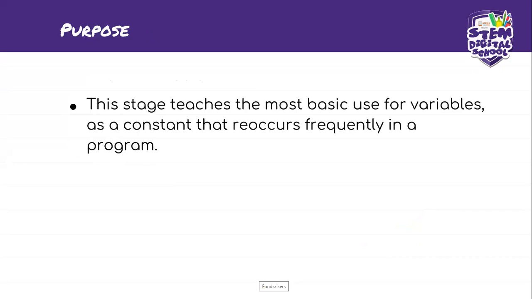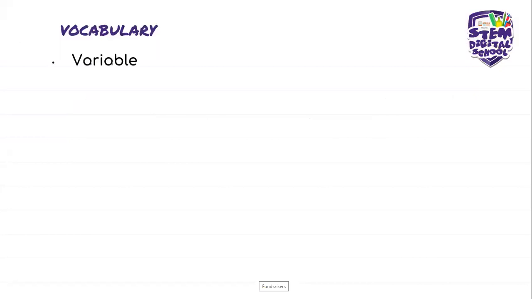What's the purpose of using variables? This stage teaches the most basic use of variables as a constant, one that reoccurs frequently in a program. Those are the two words we looked at yesterday as well.